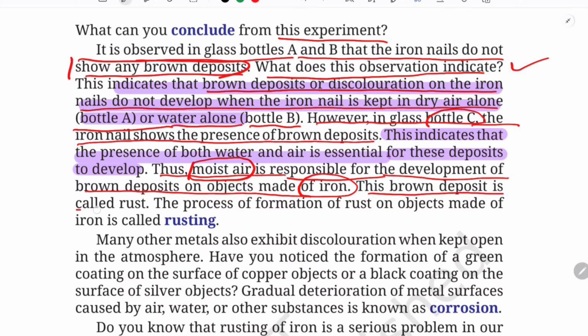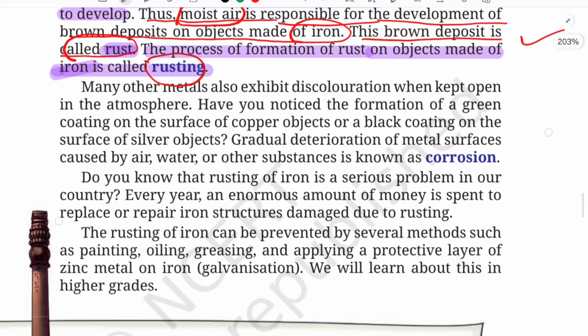So this brown deposit is called what? Rust. This is what I was telling you. And the process of formation of rust on objects made of iron is called what? Rusting. That means the process of formation of this rust on objects made up of iron is called rusting. I hope this is clear, and the experiment is also clear. What do we conclude? We conclude that rusting occurs only in the presence of both air and water, that is, in moist air. Okay, so now let's continue.